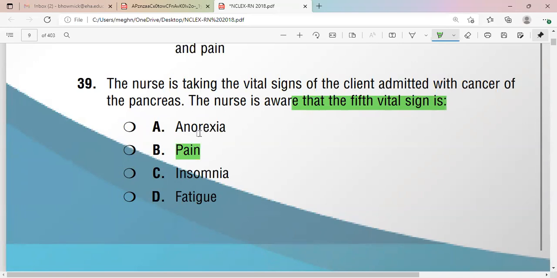Answer A, answer C, or D are included in the patient charting, but are not considered to be the 5th vital sign, and therefore they are incorrect. Answer B is correct.